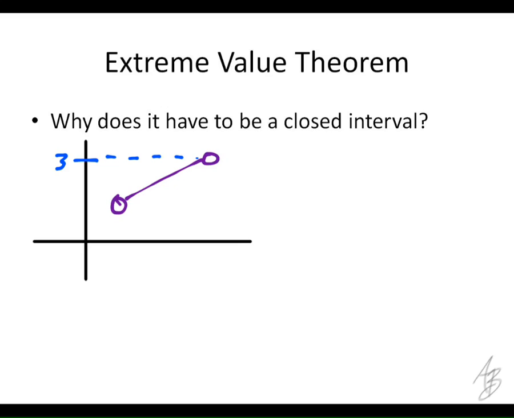So it doesn't have an absolute maximum here because it has a ceiling. It can't go past 3, but we don't know what the biggest value is. And the same thing with the minimum. So that's why it has to be a closed interval. It can't be an open interval.